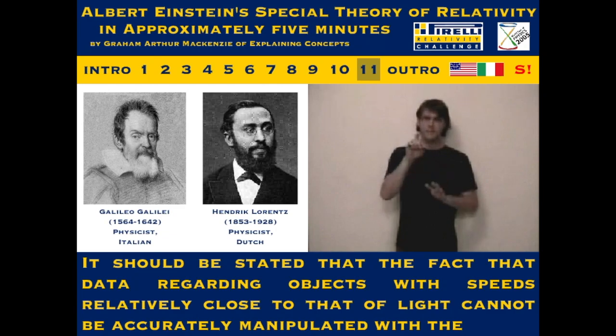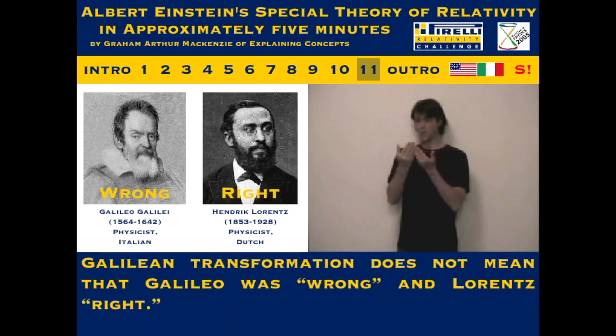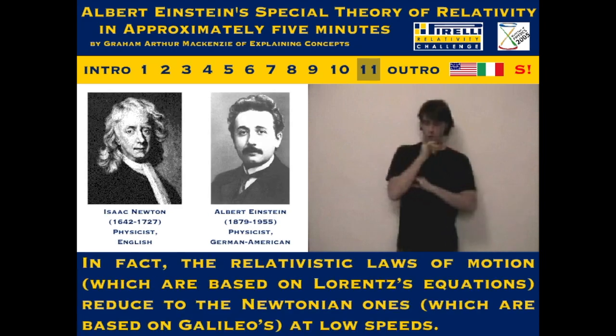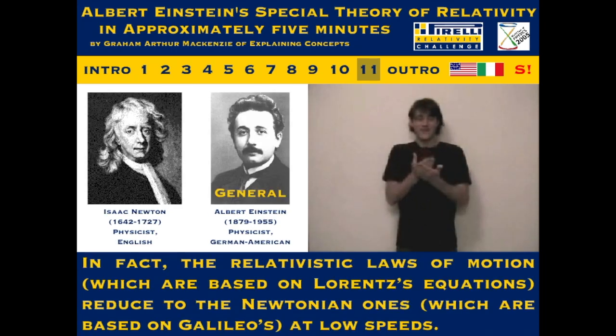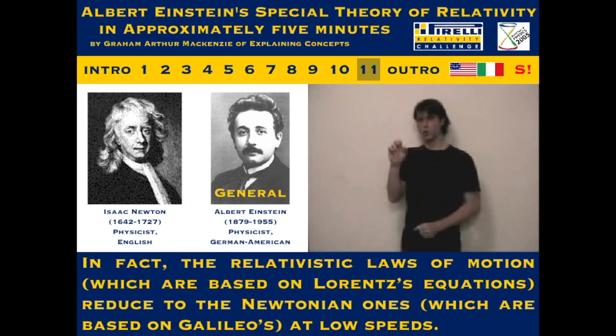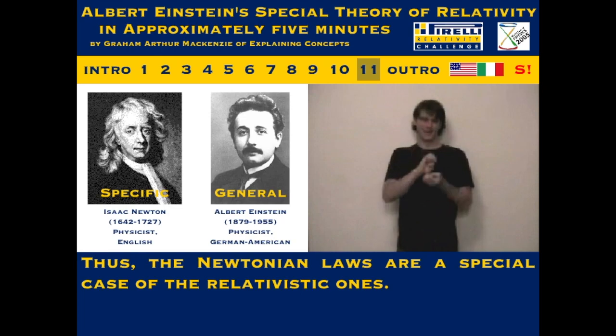It should be stated that the fact that data regarding objects with speeds relatively close to that of light cannot be accurately manipulated with the Galilean transformation does not mean that Galileo was wrong and Lorentz right. In fact, the relativistic laws of motion, which are based on Lorentz's equations, reduce to the Newtonian ones, which are based on Galileo's, at low speeds. Thus, the Newtonian laws are a special case of the relativistic ones.